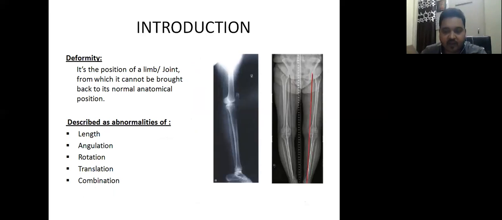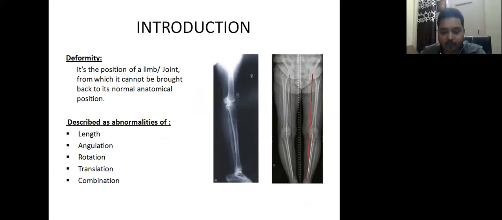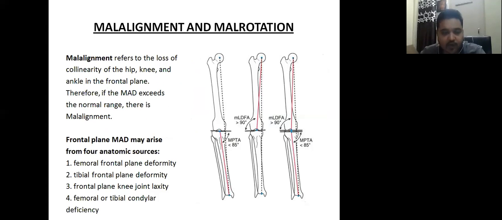Now, coming to the deformity. So, what is deformity? It is a position of a limb joint from which it cannot be brought back to its normal anatomical position. So, it is described as an abnormality in the length, angulation, rotation, translation, or a combination of any of the above. Then I would like to talk about the malalignment and malrotation. So what is malalignment and what is malrotation?